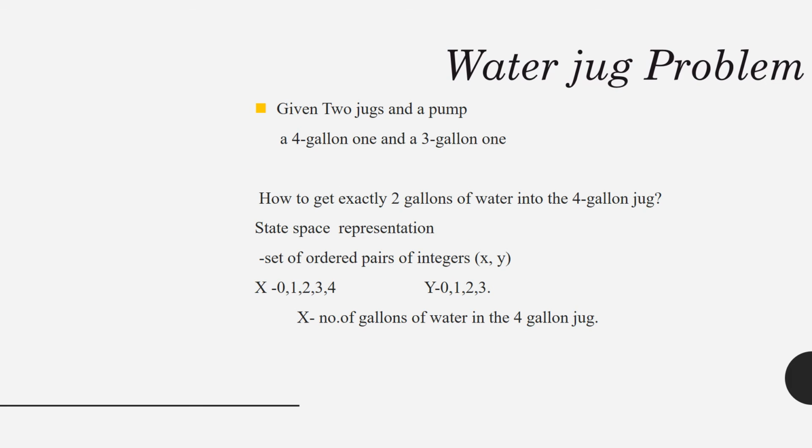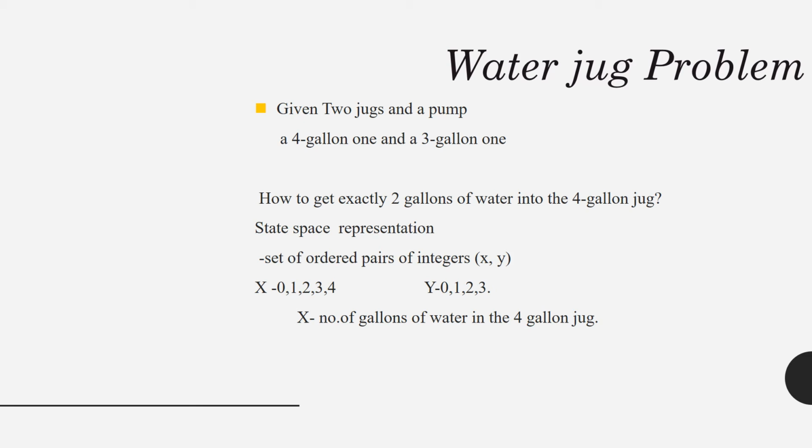We can learn all these things with the help of an example. First, we can consider the water jug problem. Water jug problem is defined in this way. You will be given two jugs and a pump. In these two jugs, one is a 4-gallon one and the other is a 3-gallon one. There are no measuring markers on these jugs. You have to fill these jugs with the help of the pump.